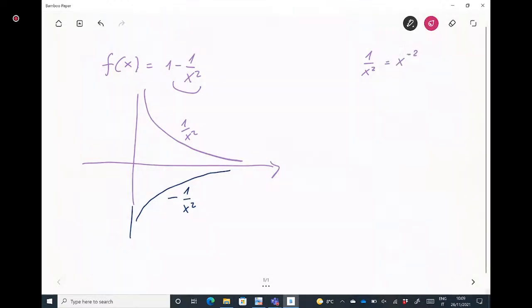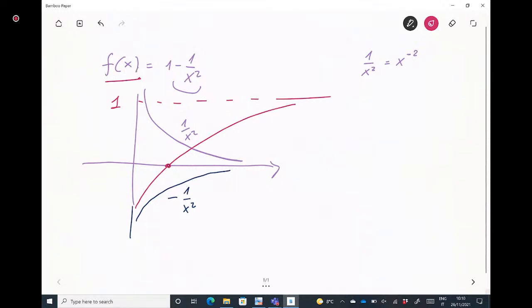So my function, which is the red one, is like this. And if this approaches 0, this will approach 1. Okay? Because it's shifting upwards by 1. And also, what is the intersection point with the horizontal axis? Remember, when you want to find the intersection point with the axis, the horizontal axis, you write function equal to 0.